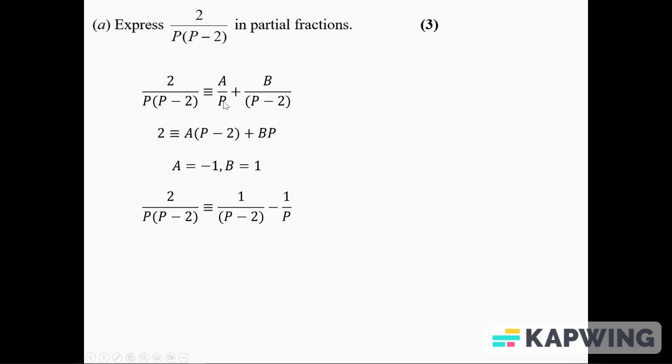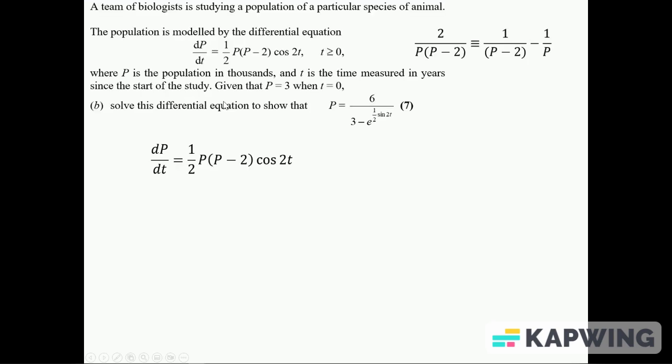We write it as something over p plus something over p minus 2, multiplied through by p times p minus 2. You can put in p is equal to 2, that'll make that 0. So you'll have 2 is 2 times b. You can put 0 into it as well, and that'll make that 0, and you'll have a times minus 2. And you get a is minus 1 and b is 1. So it's going to be 1 over p minus 2, and then minus 1 over p.